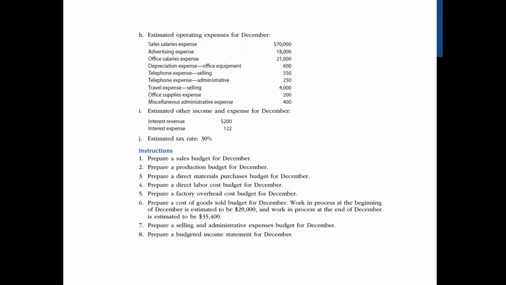From the instructions, we will answer numbers 1 to 5. Number 1 is prepare a sales budget for December. 2. Prepare a production budget for December. 3. Prepare a direct materials purchases budget. 4. Prepare a direct labor cost budget. And 5. Prepare a factory overhead cost budget.